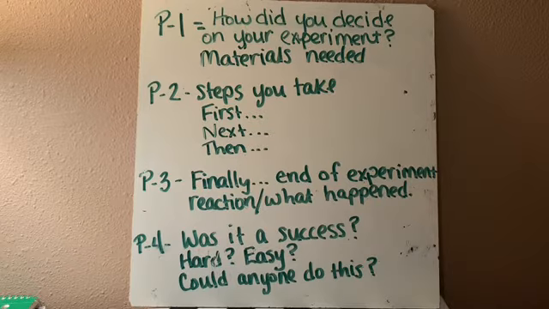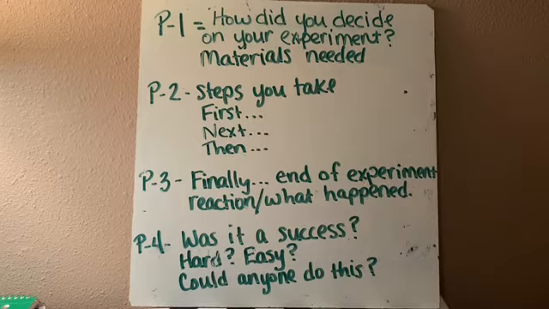The first paragraph is, how did you decide on your experiment? Did you find it on Pinterest? Did you talk to your parents? Did they help you come up with it? How did you decide that this was the experiment you wanted to do? Did it look like it would be easy? Did it look fun? What made you choose it? Also in this paragraph, you're going to tell me what you needed. What did you have to get together to complete this experiment? Okay, so that's paragraph 1.